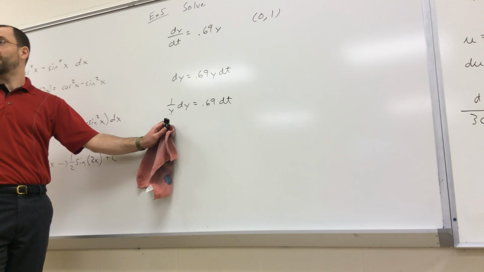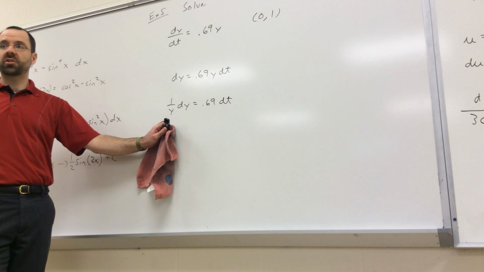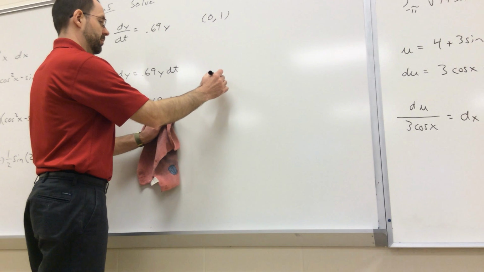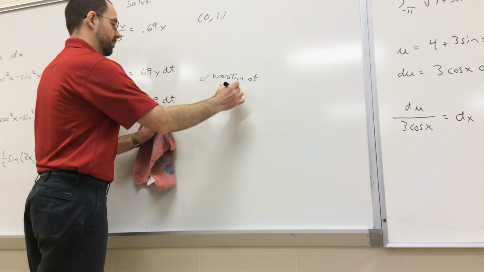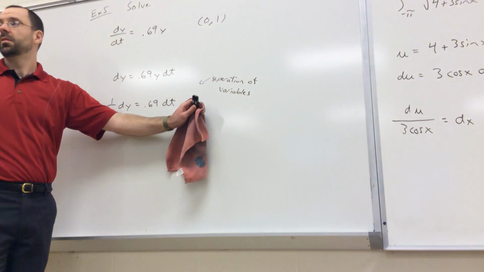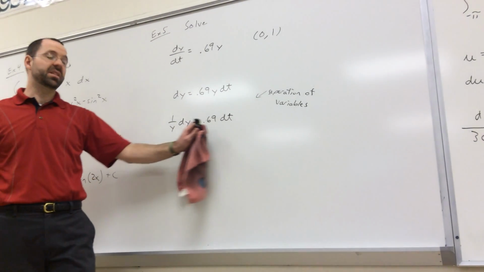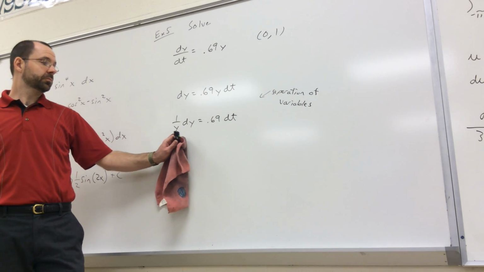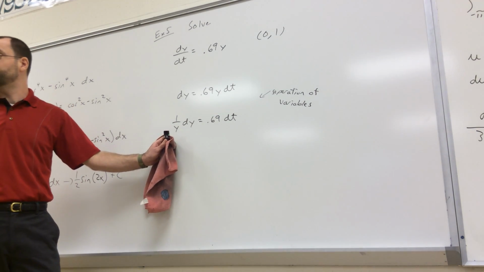So what happened was I put all the y's on the left and all the t's on the right. That's called separation of variables. So put all the y's on one side, put all the t's on the other side. So I got the variables separated. Okay, once you get to that point, then you can take the antiderivative of both sides.